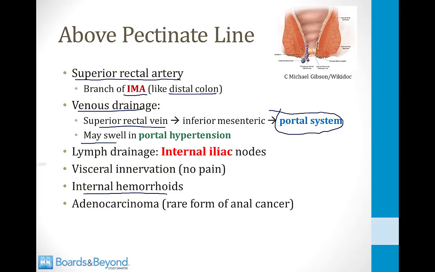And internal hemorrhoids have visceral innervation just like everything above the pectinate line, and this means that these are usually non-painful hemorrhoids. The lymph drainage above the pectinate line is via the internal iliac lymph nodes, and then finally, when cancers of the anal canal occur above the pectinate line, this is rare, they are usually adenocarcinomas. This is also much like the cancers that occur in the distal colon.